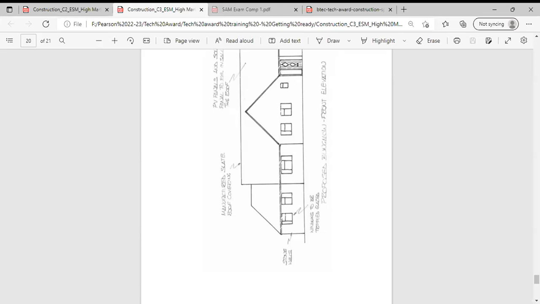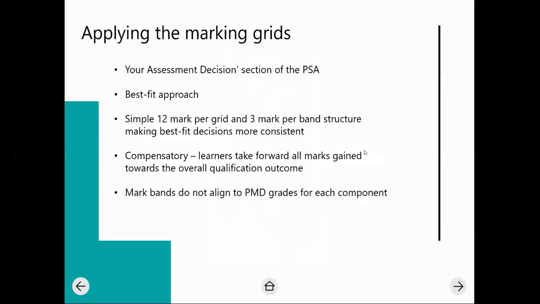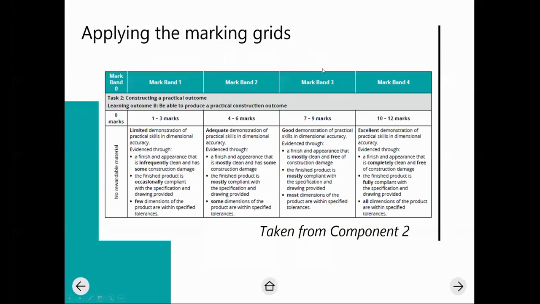I want to now look at applying the marking and applying the marking grids. So this is your assessment decisions for the Pearson set assignment briefs, and we are using a best fit approach. We're using a 12 mark per grid, and there are, I apologise, there are 3 marks per mark band. It is compensatory, and they do not align to past merit and distinction. For example, one of the mark bands looks like this.